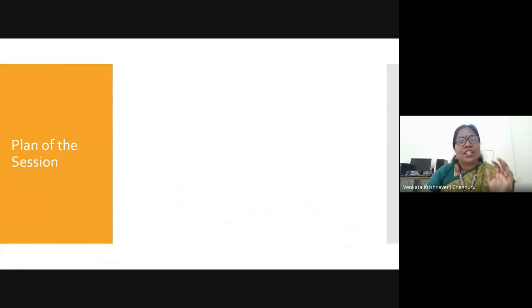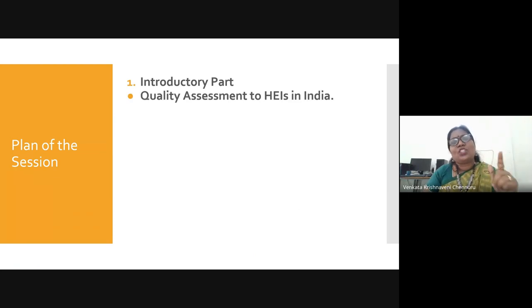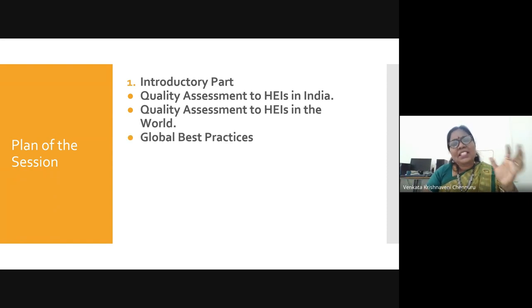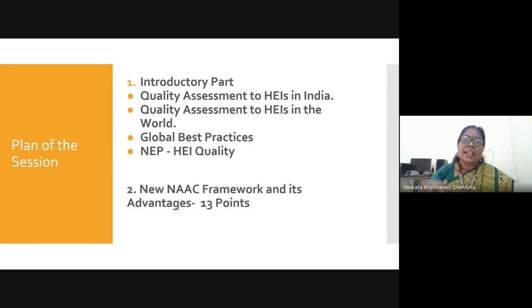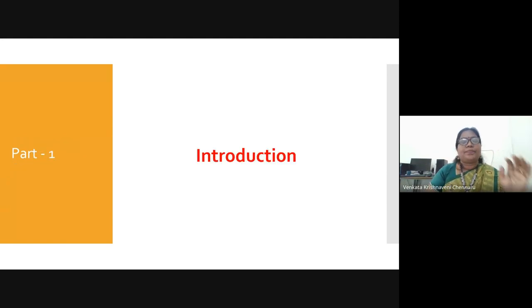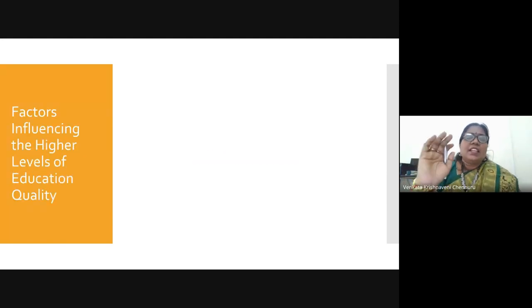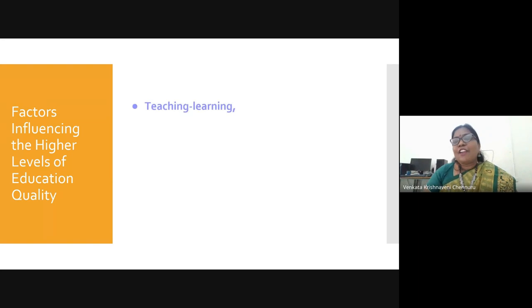The plan of the session is, I have planned in such a way that first let me give you the introductory part of this session to move towards the reforms: quality assessment to HEIs in India, quality assessment to HEIs in the world, global best practices, NEP, HEI quality. And then as a second part, we will come to know the new NAAC framework and its advantages, which were covered in 13 points.